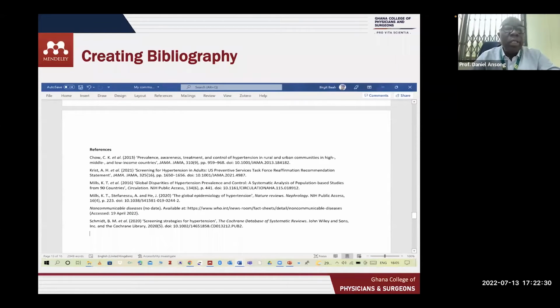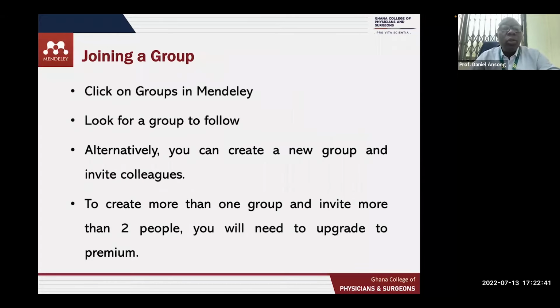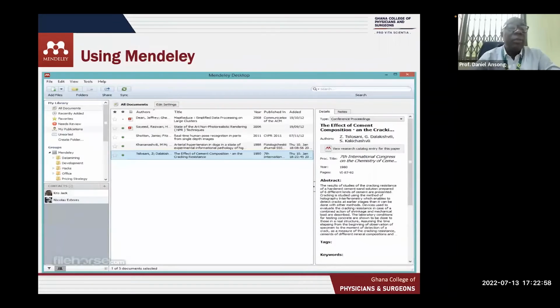Depending on the style, if it's Vancouver or Harvard, you would be able to do that immediately. You would also want to learn how to join groups, which is more advanced, but it's all very easy to do. Joining a group means you follow it, so that if one colleague finds a relevant article, because you have joined that group and you sync, you would have a similar article.